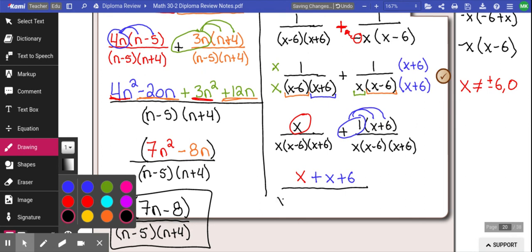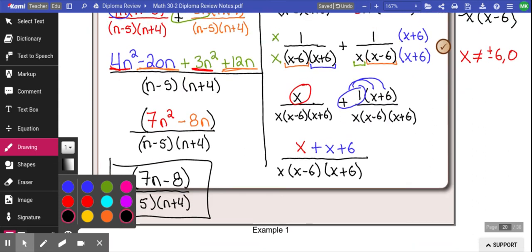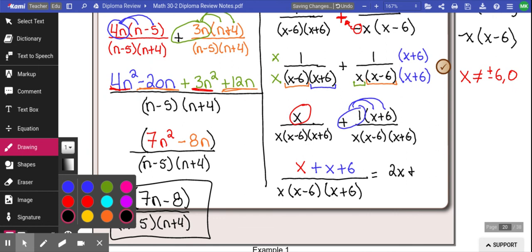On the bottom, I now just write my common denominator as the denominator. Once you have everything as one fraction, you are going to combine like terms. On the top, there is like terms. I have x plus x. That would become 2x plus 6 divided by x, x minus 6, x plus 6.